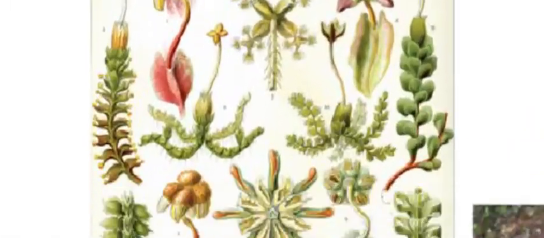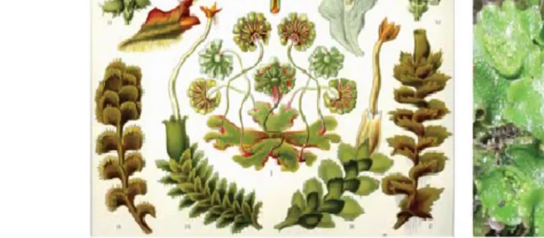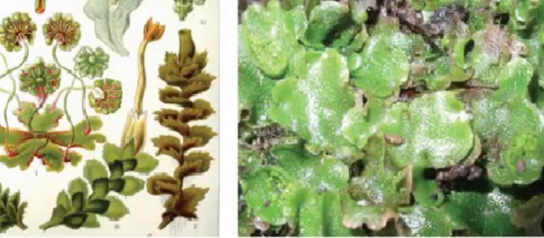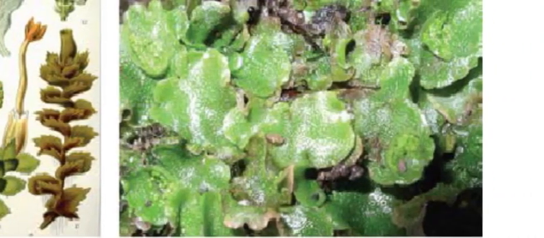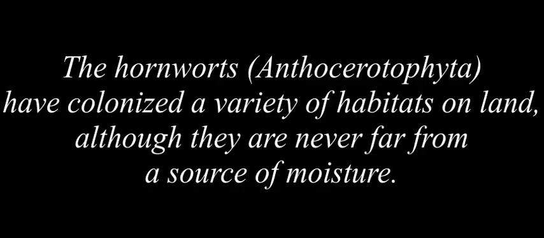A 1904 drawing of liverworts shows the variety of their forms. A liverwort, Lunularia cruciata, displays its lobate flat thallus. The organism in the photograph is in the gametophyte stage. Hornworts. The hornworts, Anthocerotophyta, have colonized a variety of habitats on land, although they are never far from a source of moisture. There are about 100 described species of hornworts.